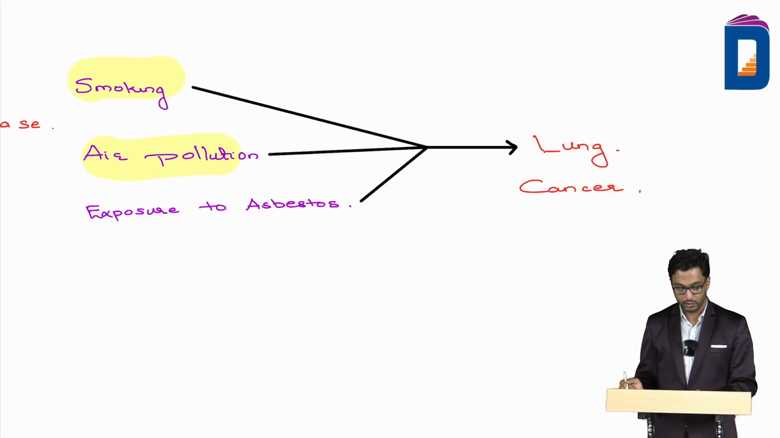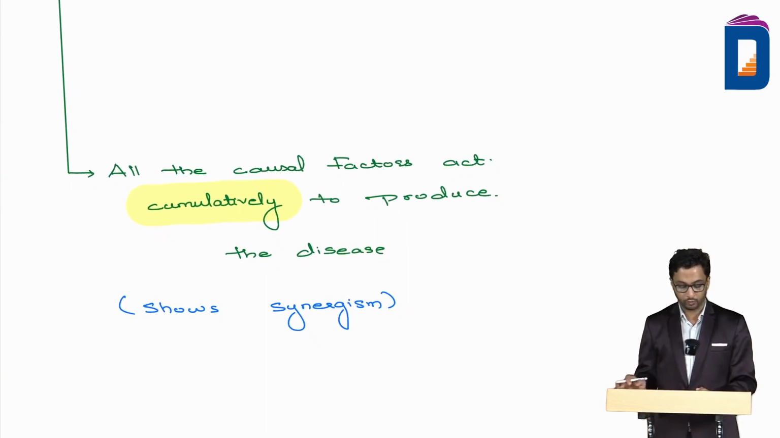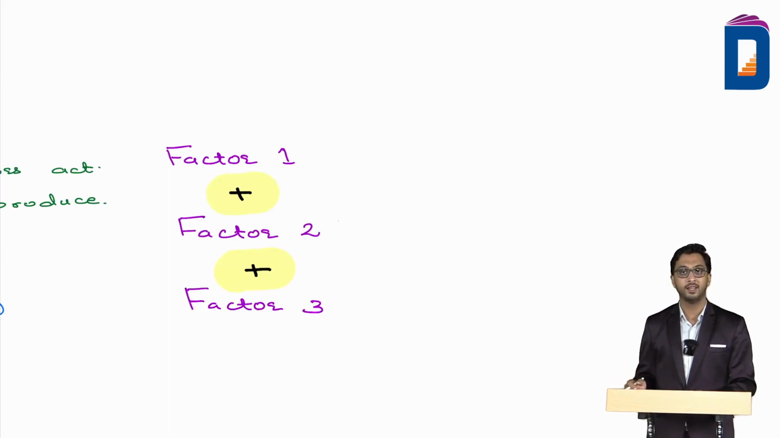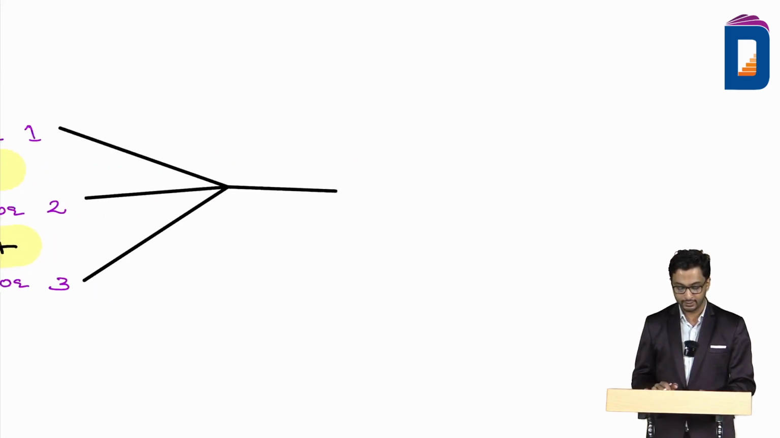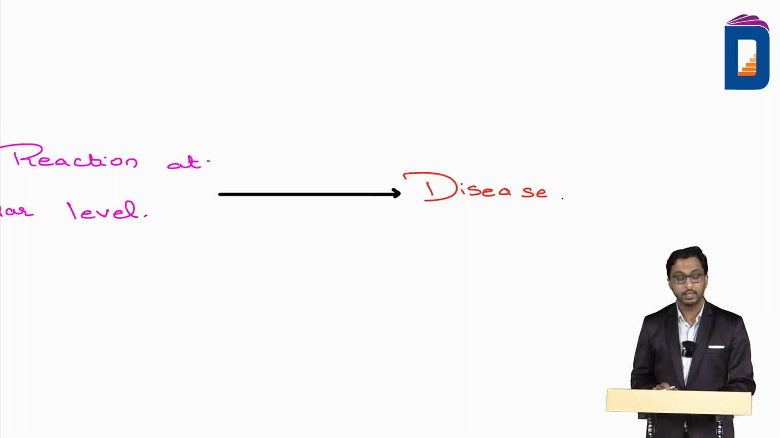So you'll come to the next one and understand it better. That is, all the causal factors cumulatively produce synergism. That is, factor 1 plus factor 2 plus factor 3 all together cause the disease, with reaction at the cellular level producing the disease.